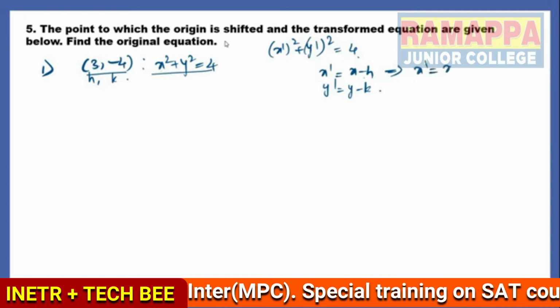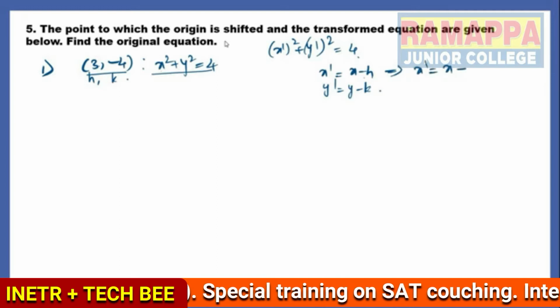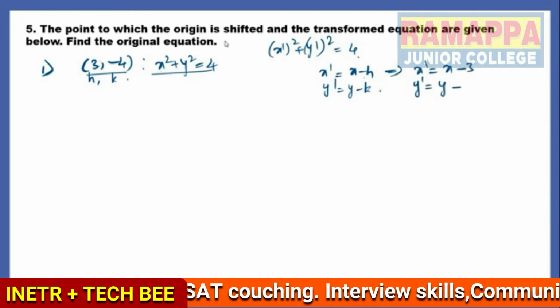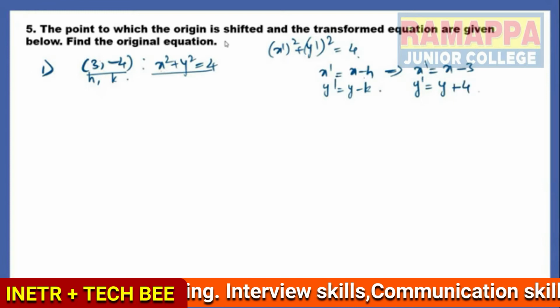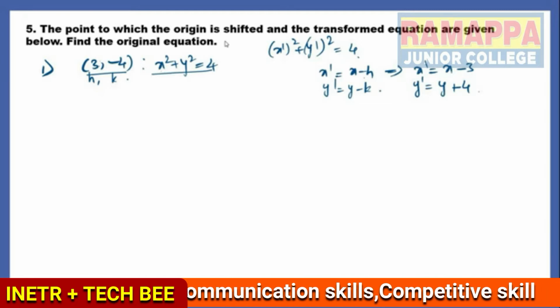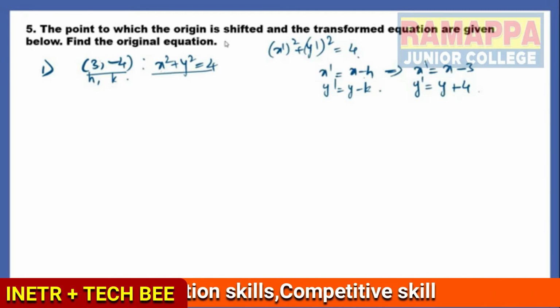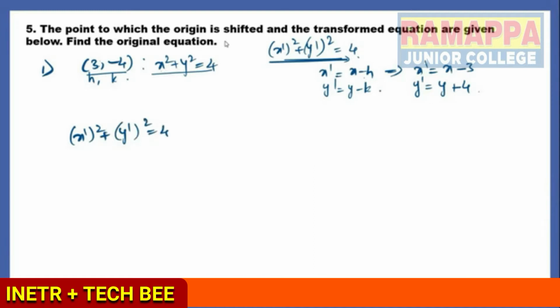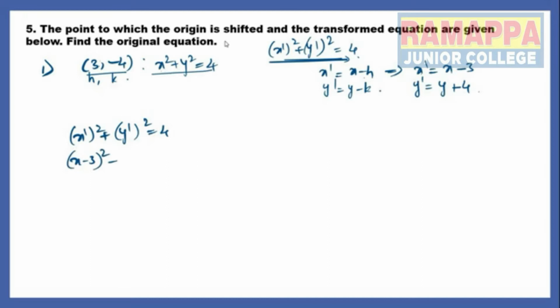X dash is equal to x minus h, which means x minus 3. Y dash is equal to y minus k, and minus 4 means plus 4, so it becomes y plus 4. To find the original equation, we put in the x dash and y dash in x dash whole square plus y dash whole square is equal to 4. Now it is x minus 3 whole square plus y plus 4 whole square is equal to 4.